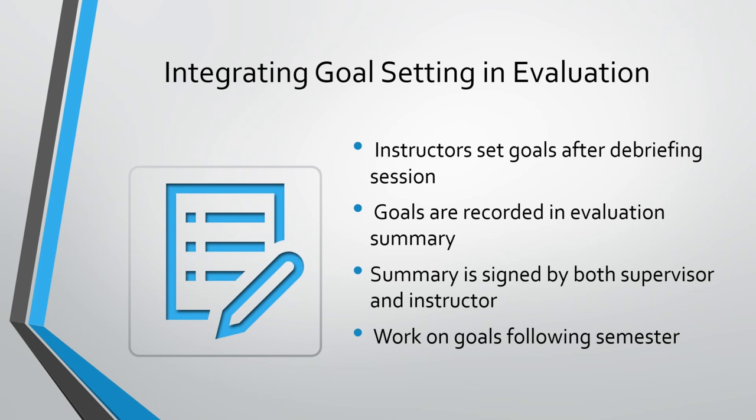And the goals are not only recorded in an evaluation summary, which again, the evaluation summary is provided in the book, but the summary should be signed by the supervisor and instructor and then filed. So the following year, that summary would be taken by the supervisor, reviewed, and then questions would be asked about how the instructor has worked on the goals that he or she set in the past year.